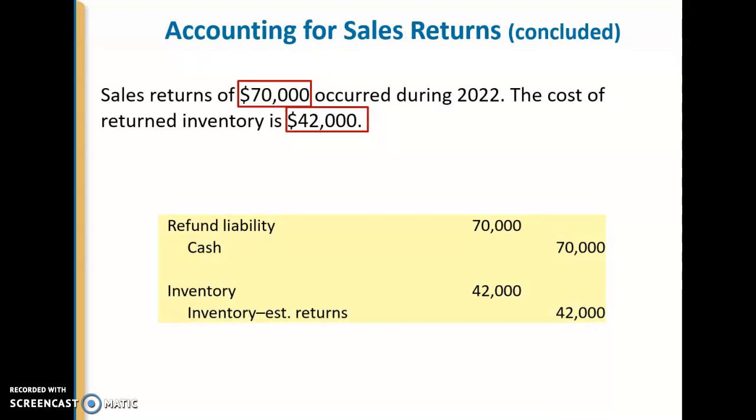And then let's say that we had a perfect estimate, and during the early part of 2022, sure enough, customers brought $70,000 of sales back to us, and we would then debit the refund liability of $70,000, credit cash for $70,000, and then debit the inventory, because we actually got that inventory back early in 2022, just as we expected to happen, and credit inventory dash estimated returns for the $42,000.